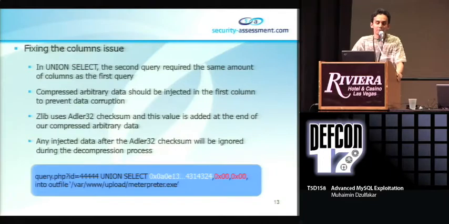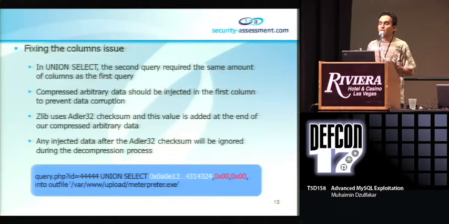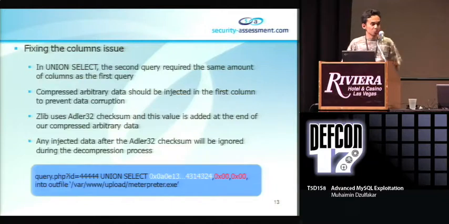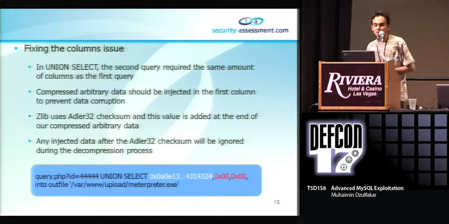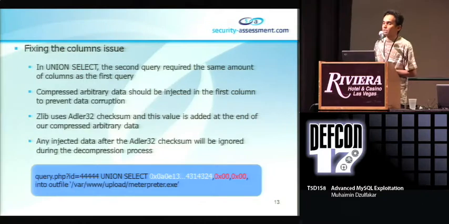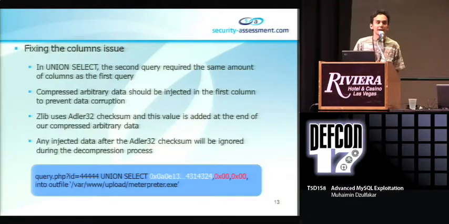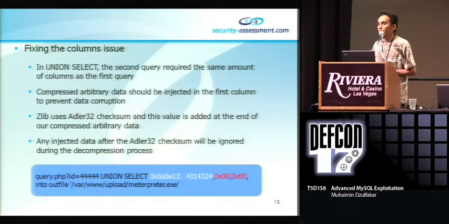So, fixing the column issue. In union selects, the second query requires the same number of columns as the first query. Most of the time, you will find you need to inject some unnecessary data into some of these columns. To prevent data corruption, our arbitrary file needs to be injected in the first column. This is because when we compress our file, zlib uses adler32 checksums, and this value is added at the end of our compressed arbitrary file.